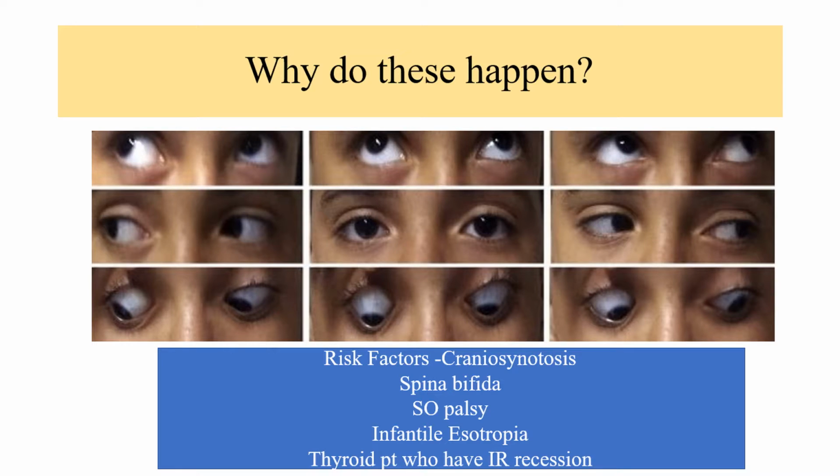So why does this happen? There are certain risk factors. Patients with craniosynostosis, spina bifida and superior oblique palsy can have a V pattern, and you have to be very careful. Infantile esotropias with an E pattern, and thyroid patients who have had surgery of the inferior rectus, are more prone to having A patterns.